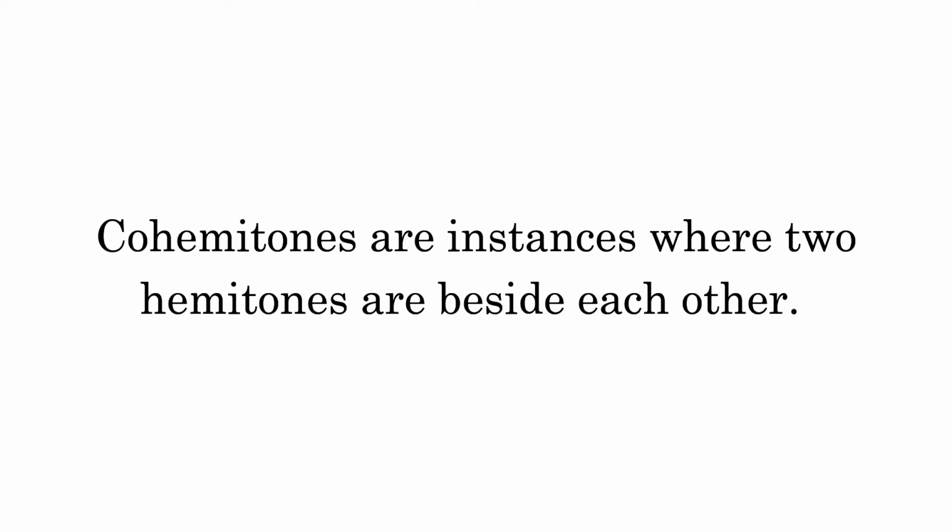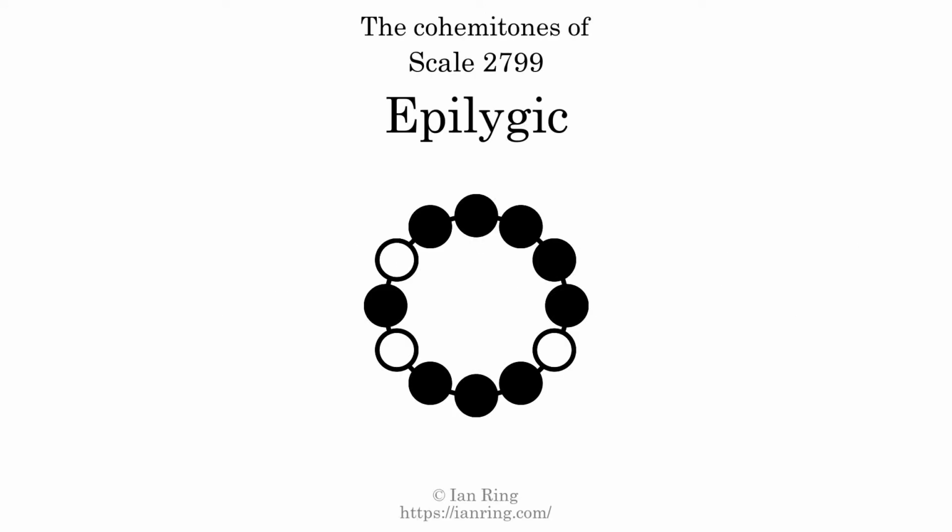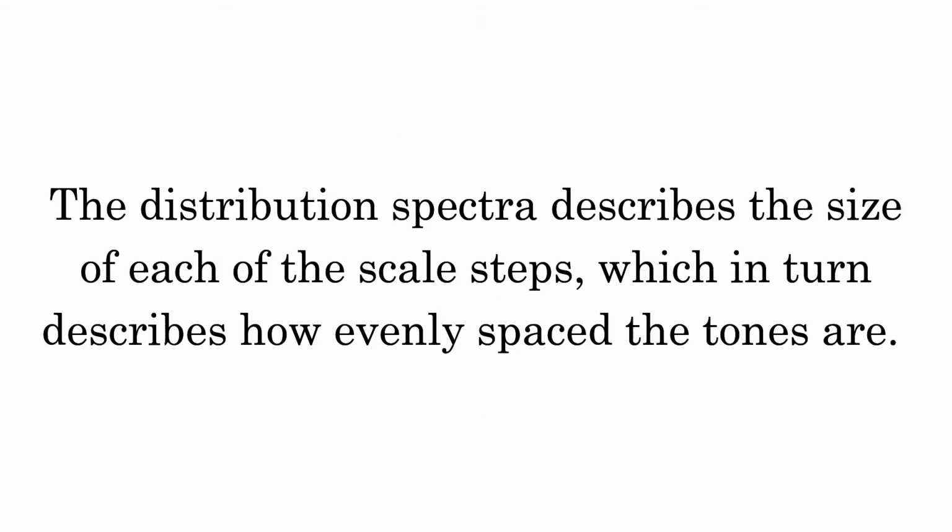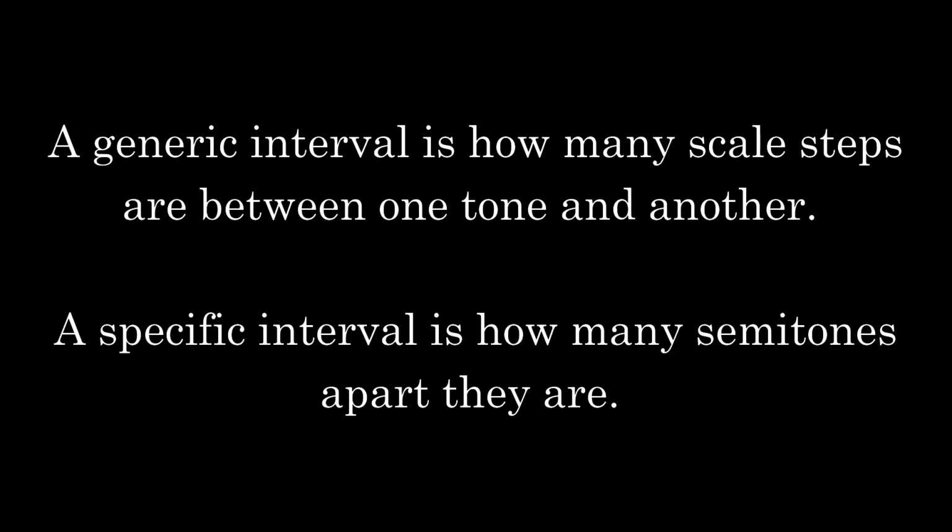Cohemitones are instances where two hemitones are beside each other. This scale has 4 cohemitones. They are at positions here, here, here, and here. The distribution spectra describes the size of each of the scale steps, which in turn describes how evenly spaced the tones are. A generic interval is how many scale steps are between one tone and another. A specific interval is how many semitones apart they are.